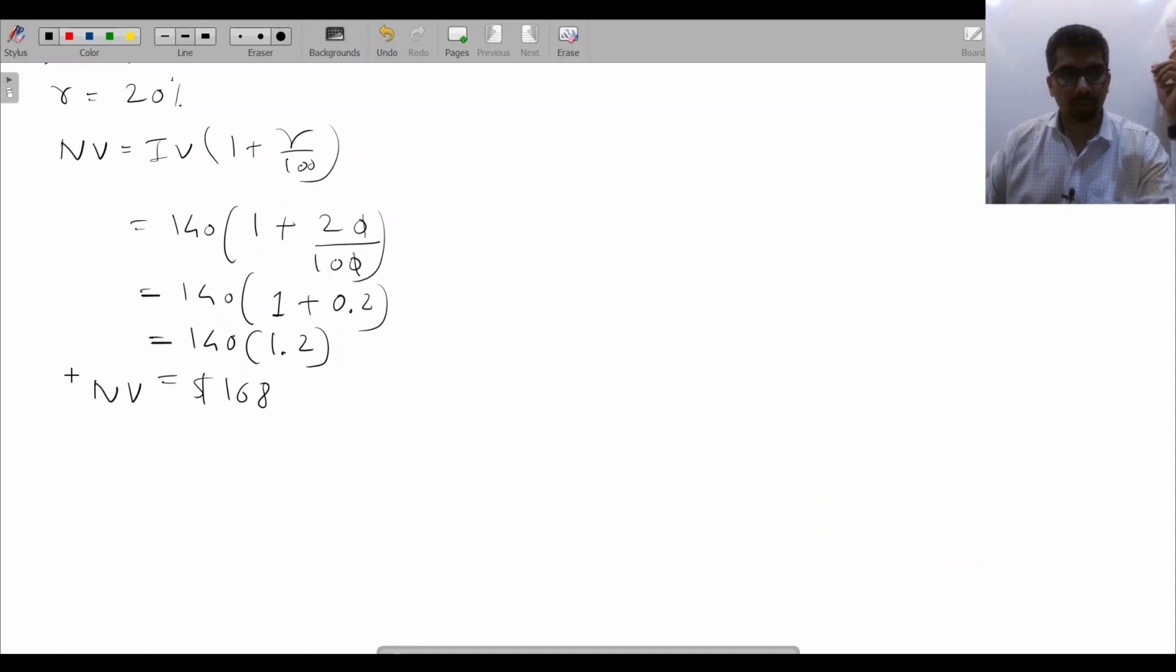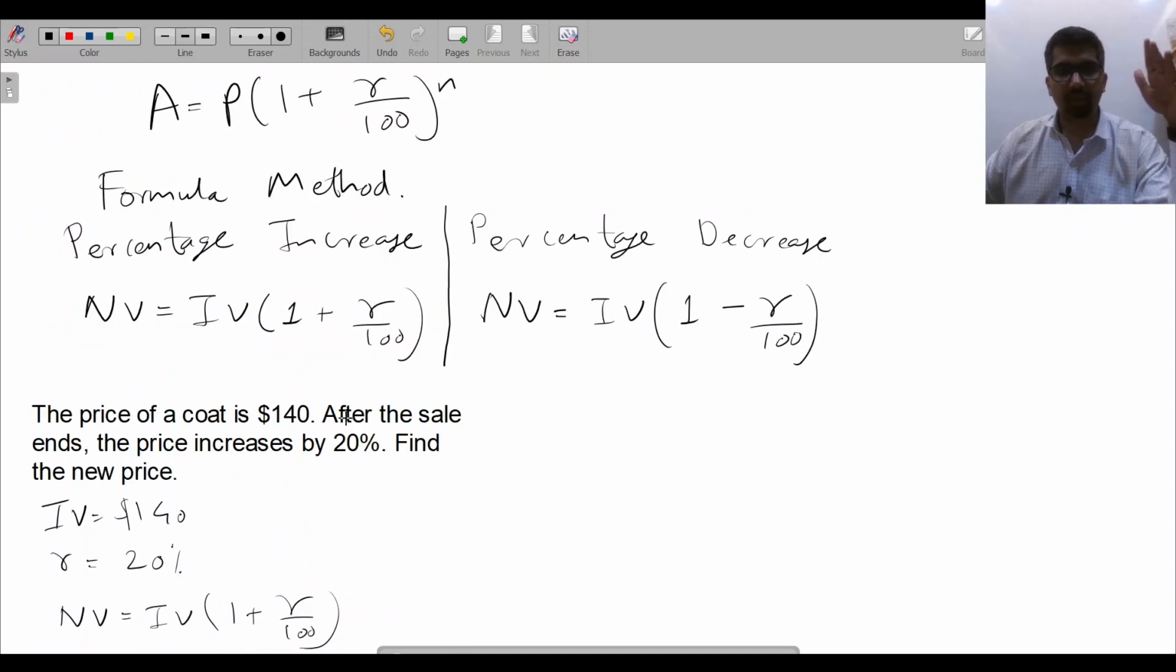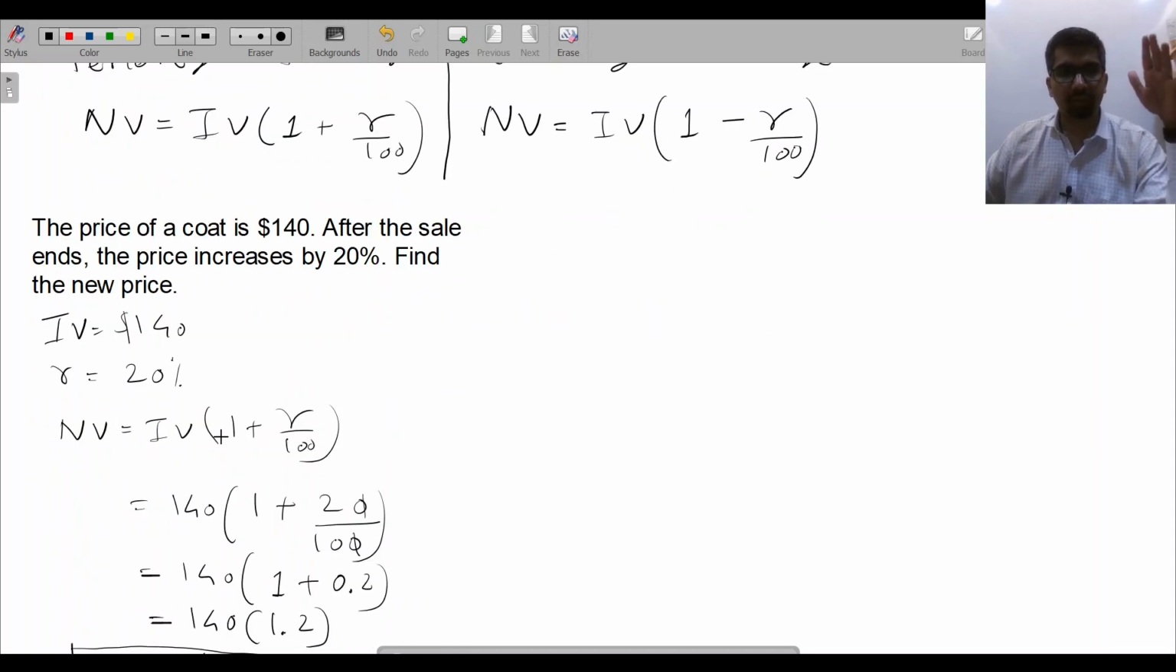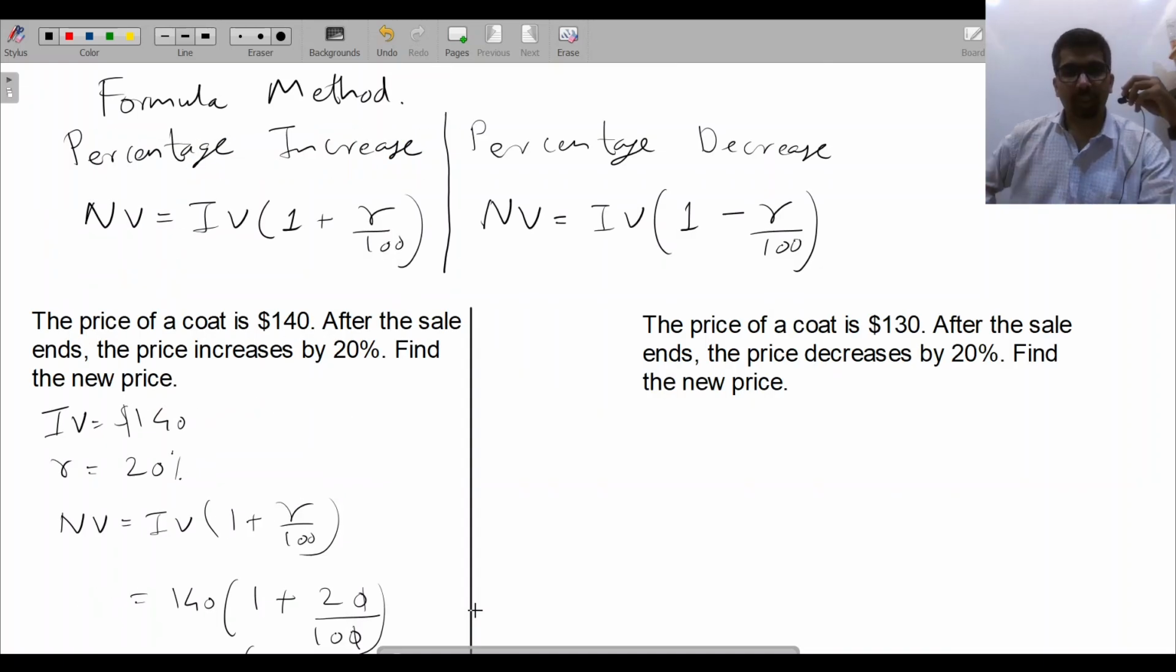This is how you have to do this kind of sum whenever they ask a simple question such as what is the new value or old value. It means there will be either an increase or a decrease, so you have to apply the formula in this way. Please have a look, and now I'll do the next sum, for percentage decrease.